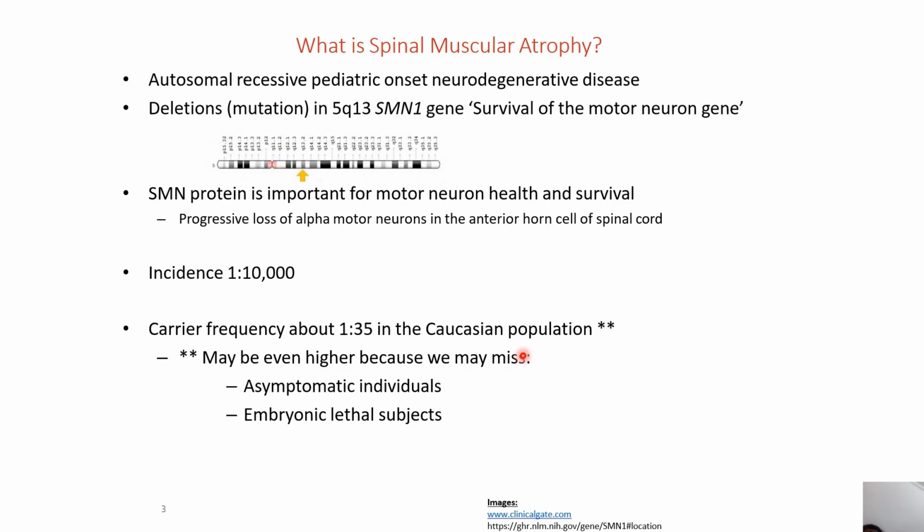Incidence is 1 in 10,000. Carrier frequency is about 1 in 35 in the Caucasian population. Maybe even higher because we may miss asymptomatic individuals and embryonic lethal subjects.